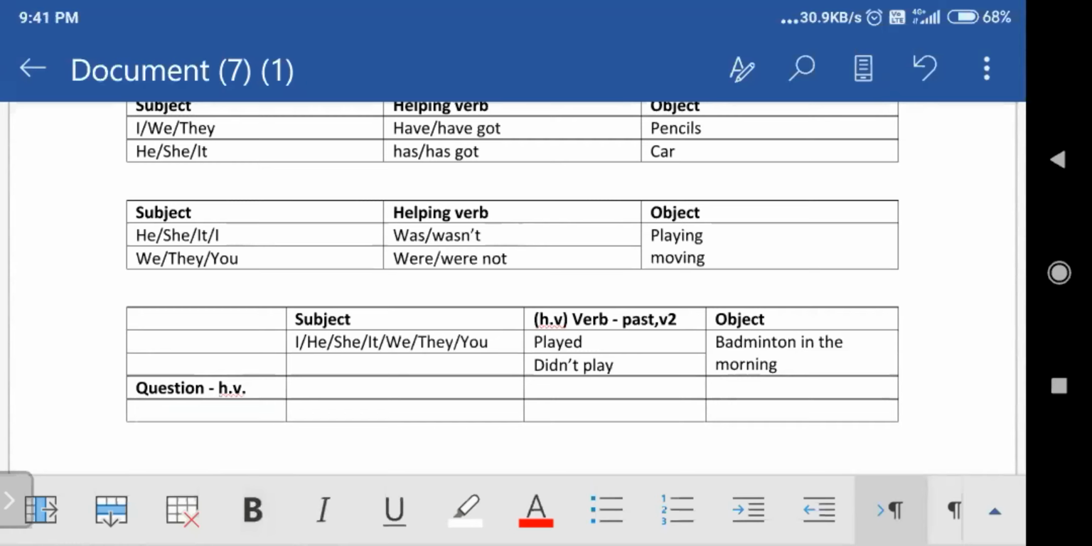Helping verb will come, like did he, did she, did they, and for all of them, then there will be no helping verb here. There will be just the straight form play. So as you can see, the negative way is with the helping verb. Now with the question, we only have straight away the first form of the verb. Did he play badminton in the morning? Did they play badminton in the morning? Did we play badminton in the morning? All of them falling in the same category.